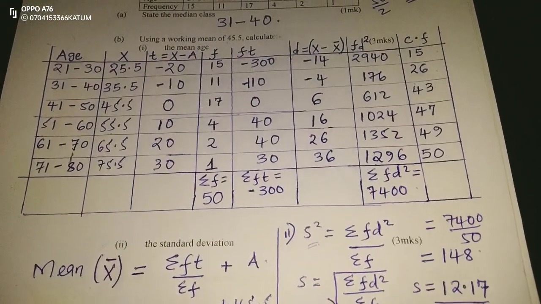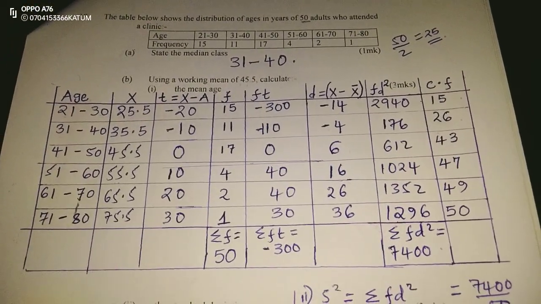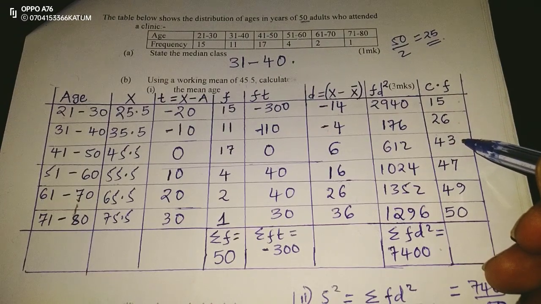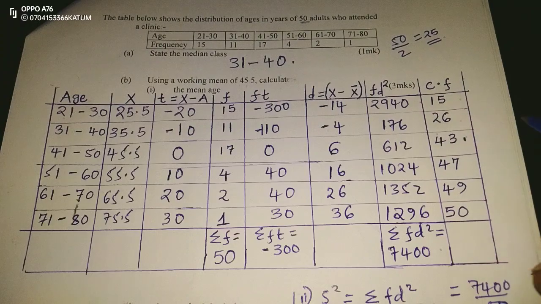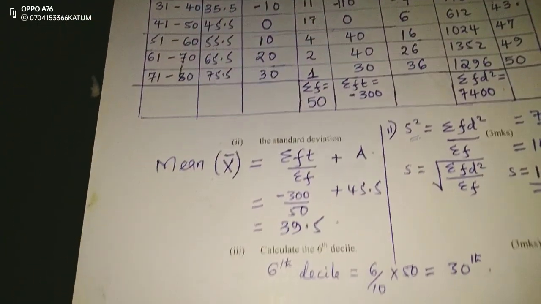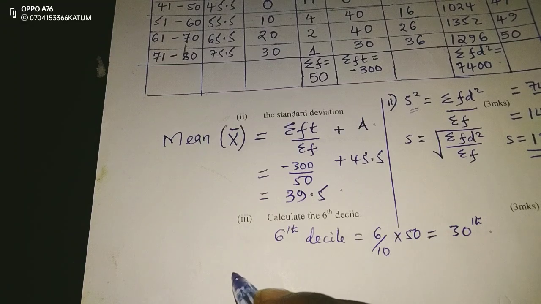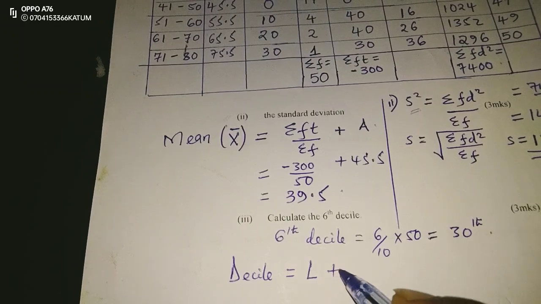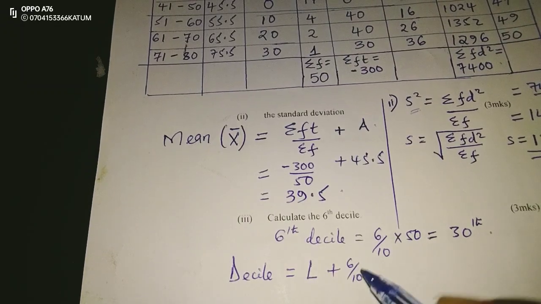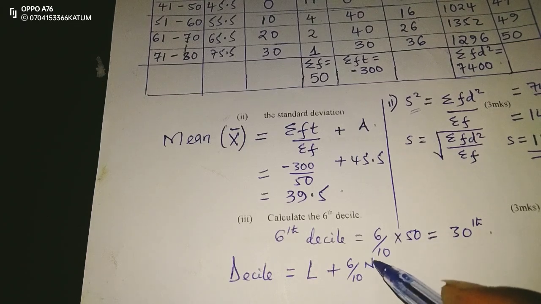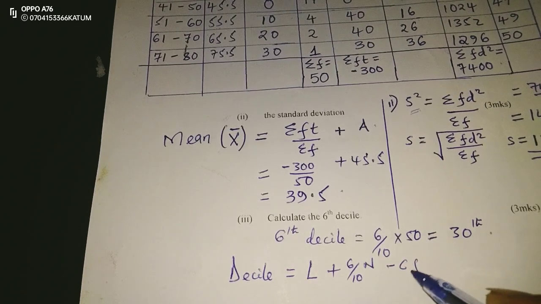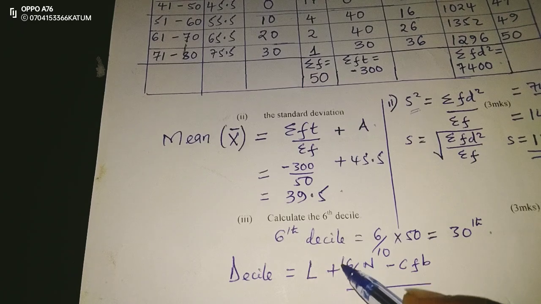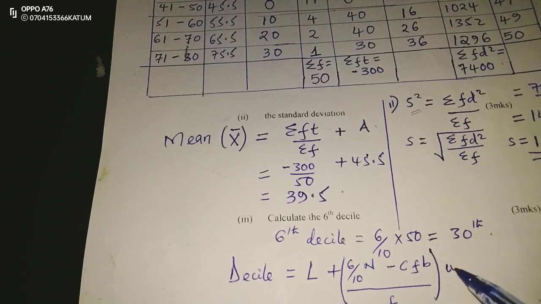And according to the cumulative frequency, the 30th will be in this class, class 41 to 50. Therefore now, for us to get the 6th decile, we need the lower class boundary plus 6 out of 10, because we want the 6th decile of the total population, minus cumulative frequency just before that class. Then we divide by frequency of the class. Then we multiply with class length.